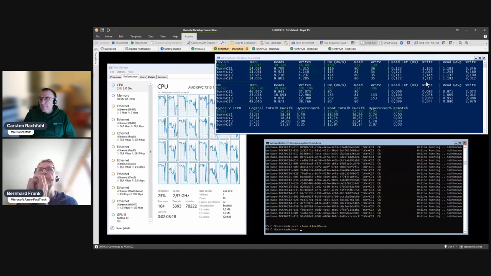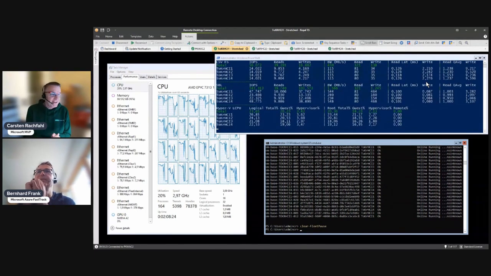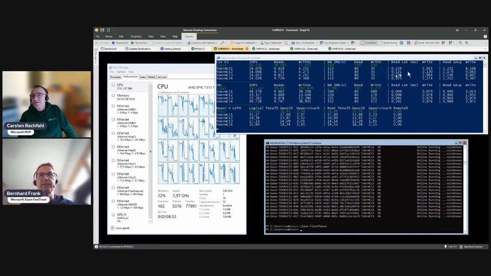So the system can take it. But if we compare them, hopefully it can take 400 IOPS per VM, times 35, of course. The read latency is excellent, but you need to make sure, or at least you see the write latency, right?